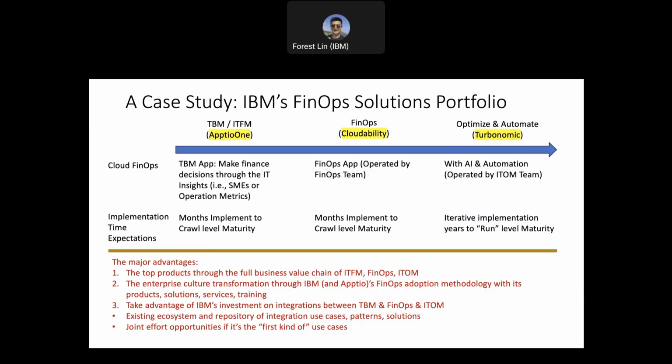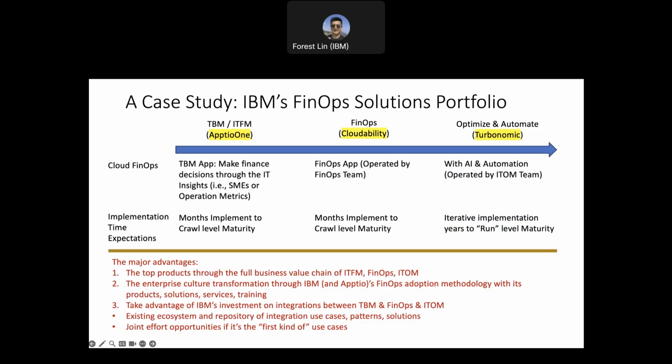A case study, IBM's FinOps solution portfolio. IBM's FinOps solution is aligned with the business value chain I just introduced. The three products are Apptio, that is the technology business management or IT finance management product, Cloudability for FinOps, and the optimization and automation product, which is Turbonomic.